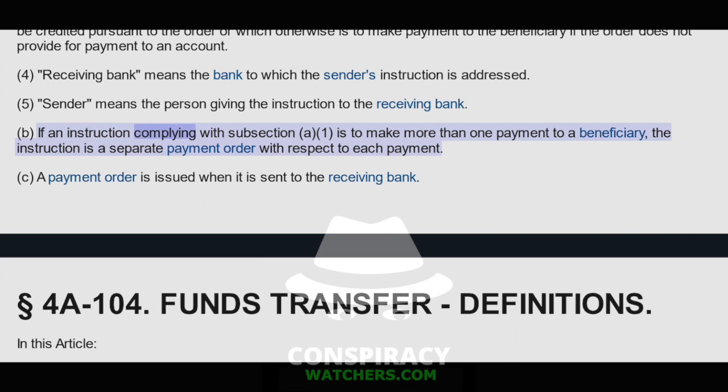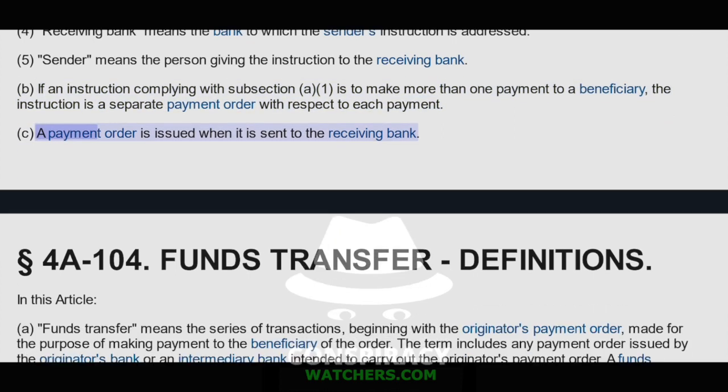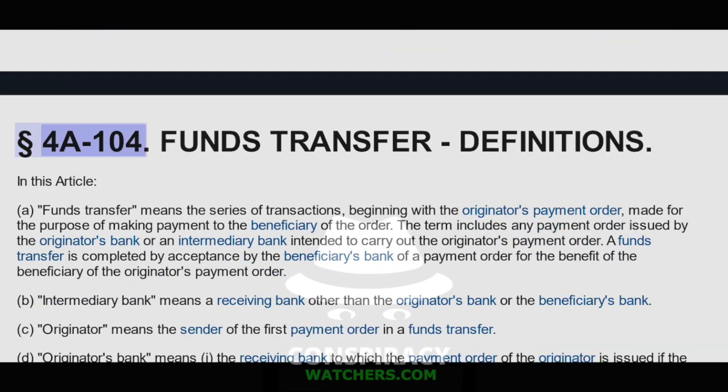If an instruction complying with subsection (a) is to make more than one payment to a beneficiary, the instruction is a separate payment order with respect to each payment. A payment order is issued when it is sent to the receiving bank. Section 4A-104. Funds transfer, definitions.